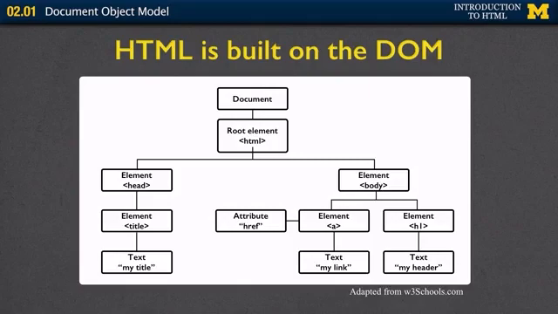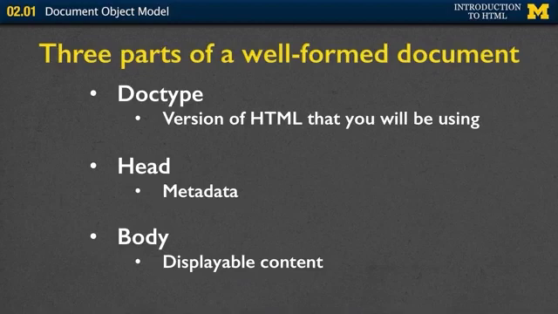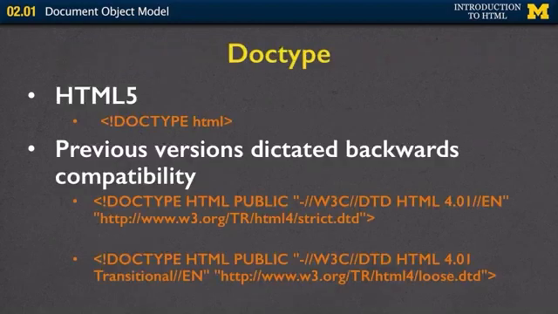If we don't look at it as a picture, I can also just tell you that every tree has three parts to a well-formed document. The doc type, which is the version of HTML that you're going to be using. The head, which is all of the metadata, or extra information. And the body. The body is the displayable content, the thing that most people are going to get back when they do the request response cycle.